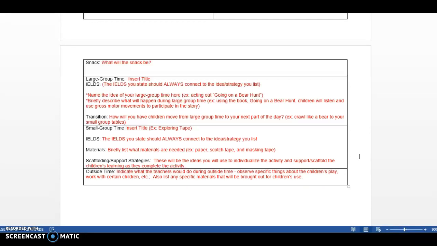After snack time is large group time. So again, you're going to insert the title of what the activity is. You're going to link 1 or 2 standards to that, and then you're going to talk about briefly what's going to happen in that large group activity.